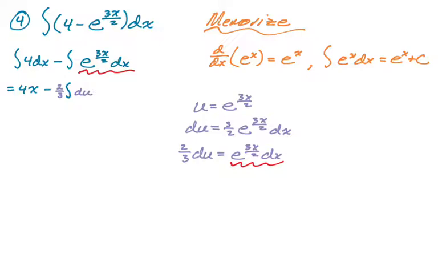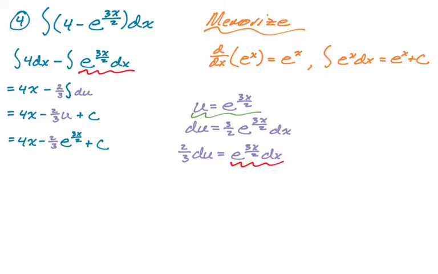Every time with an exponential, if you let u equal the exponential, you're going to end up with the integral of du 100% of the time. So let's do this. 4x minus 2/3. We had that long conversation about why you get u when you integrate this. So we're going to just go with u plus c. And then we know what u is. U is e to the 3x over 2. So we get 4x minus 2/3 e to the 3x over 2 plus c.